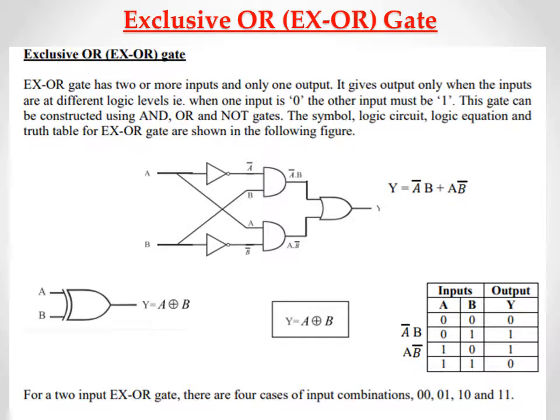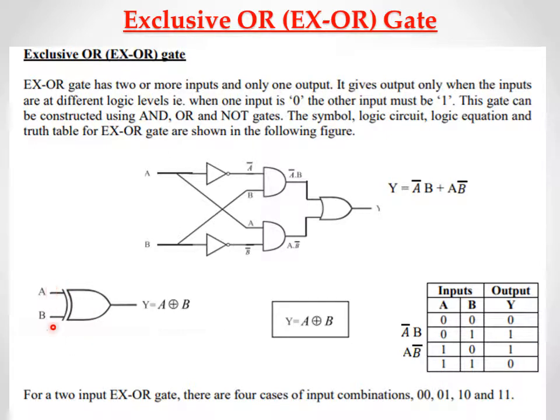The XOR gate, that means exclusive OR gate. The XOR gate has 2 or more inputs and only one output. It gives output only when the inputs are at different logic levels. That is, when one input is 0 the other input must be 1. This gate can be constructed using AND, OR and NOT gates. The symbol of this exclusive OR gate is this one.